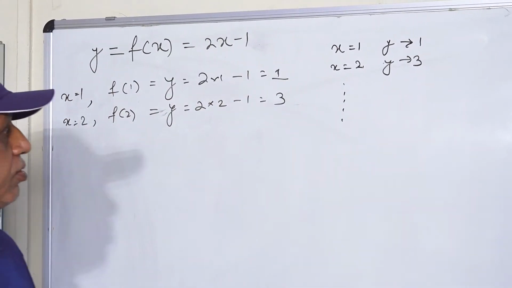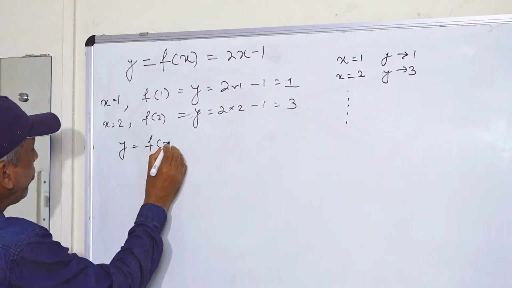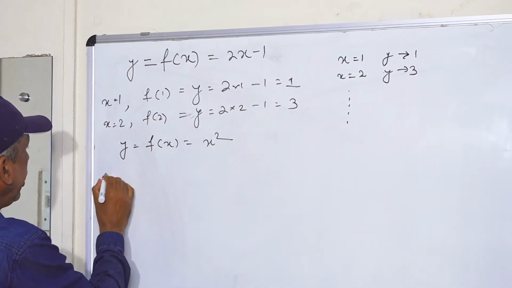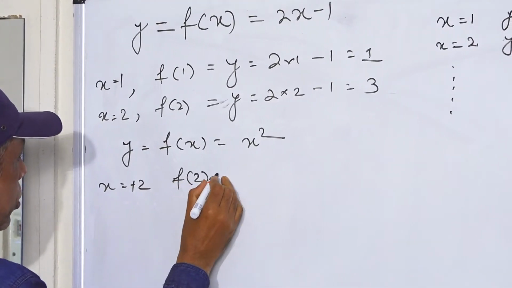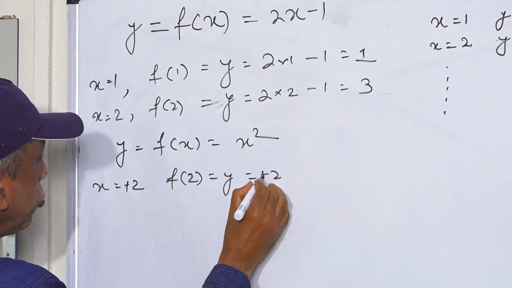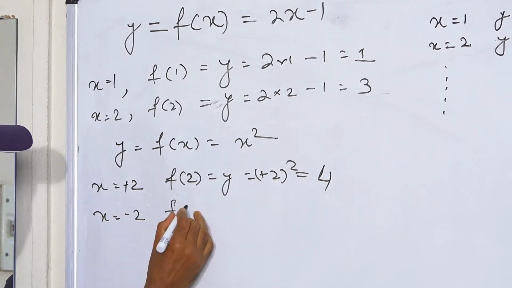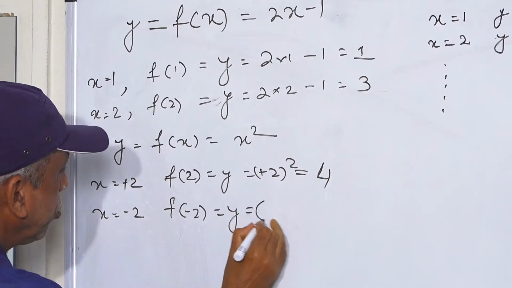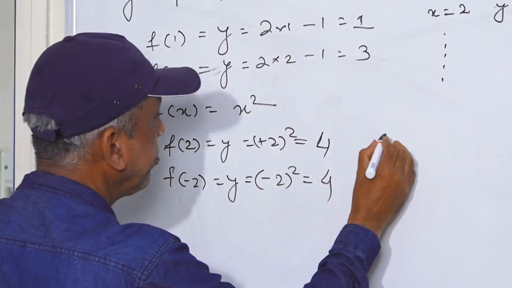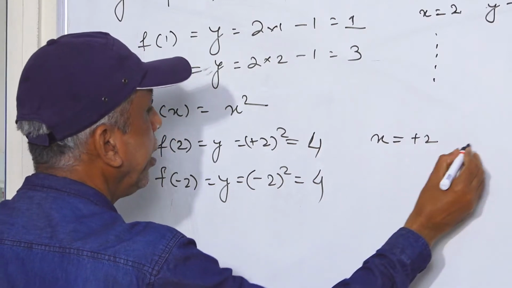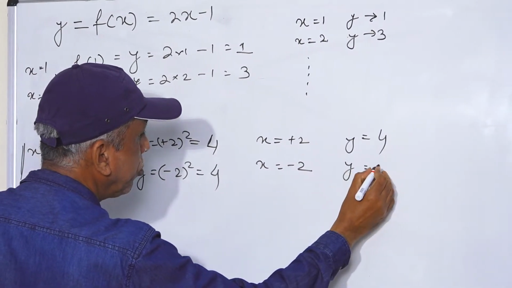Now, for functional dependency, consider another mathematical function, y = f(x) = x squared. Let x = minus 2 and x = plus 2. Then f(2) is y = 2 squared, equal to 4. Then for x = minus 2, f(minus 2) is y = minus 2 squared, equal to 4. From this we conclude that x = plus 2 gives y = 4, and x = minus 2 also gives y = 4.